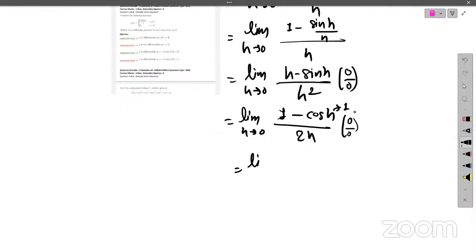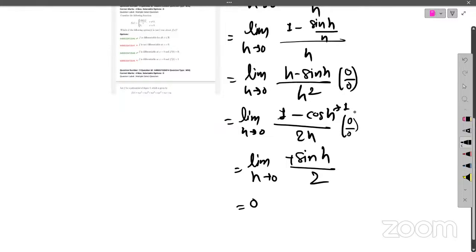So again, if you apply L'Hospital's rule, you will get limit h going to 0, this will be minus of, sorry, plus of sin h, because cos h is there, so the derivative of cos h will become minus of sin h. So minus and minus plus. So that's why plus of sin h upon 2, and this is equal to 0. So that's why left hand derivative equal to 0, and similarly, if you calculate right hand derivative, it will be equal to 0. So that's why it will be differentiable and the derivative is equal to 0.